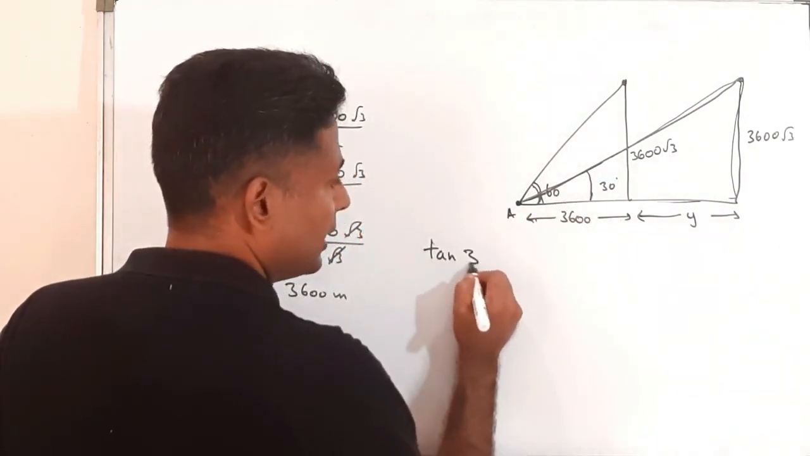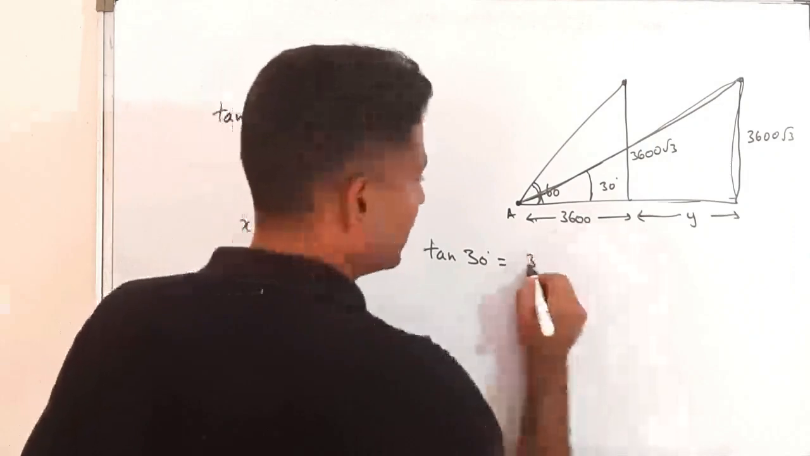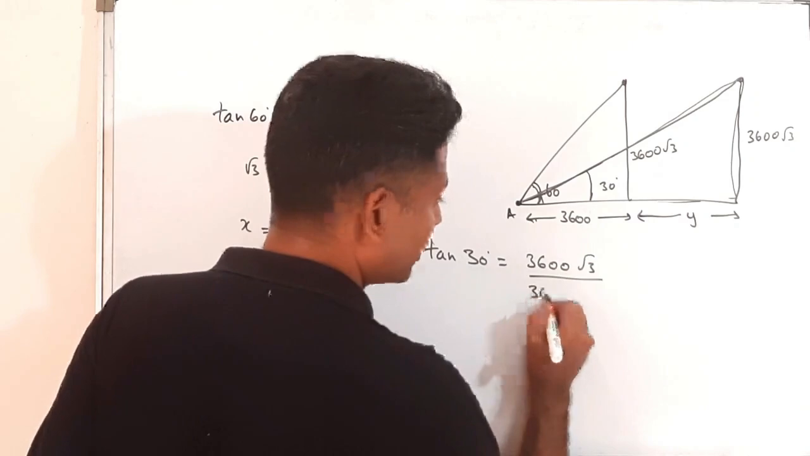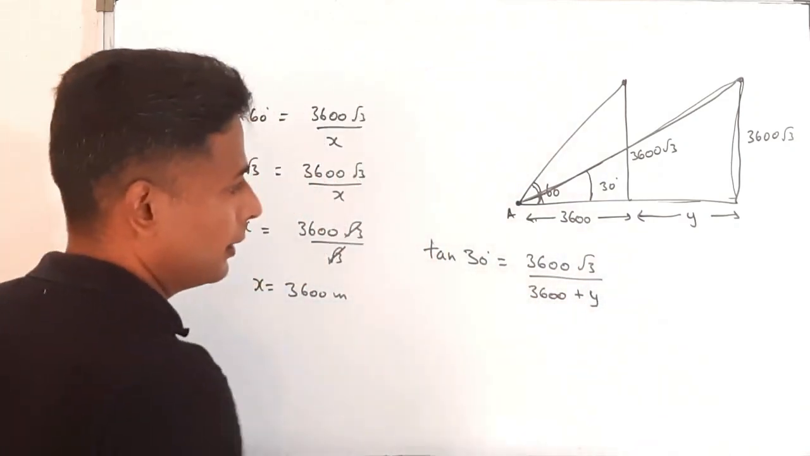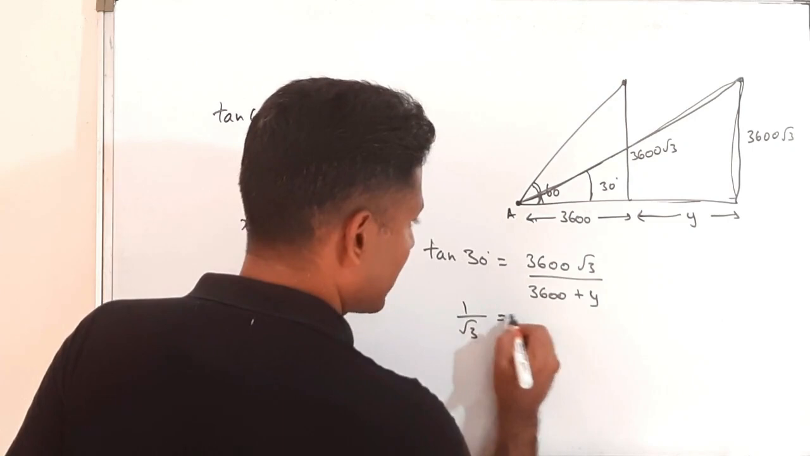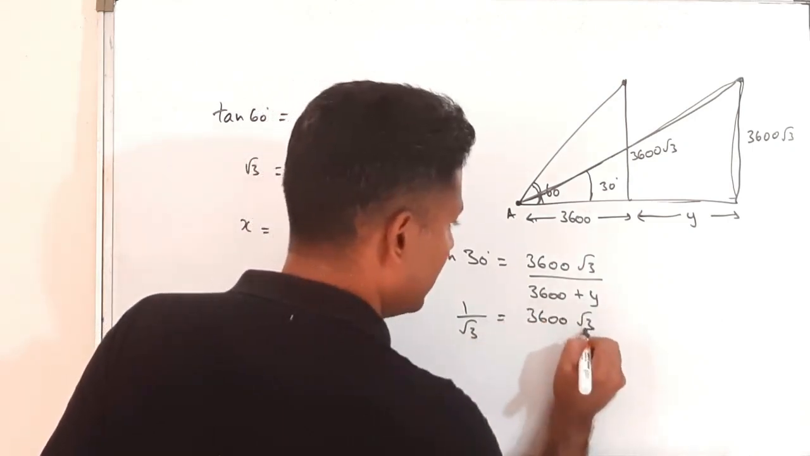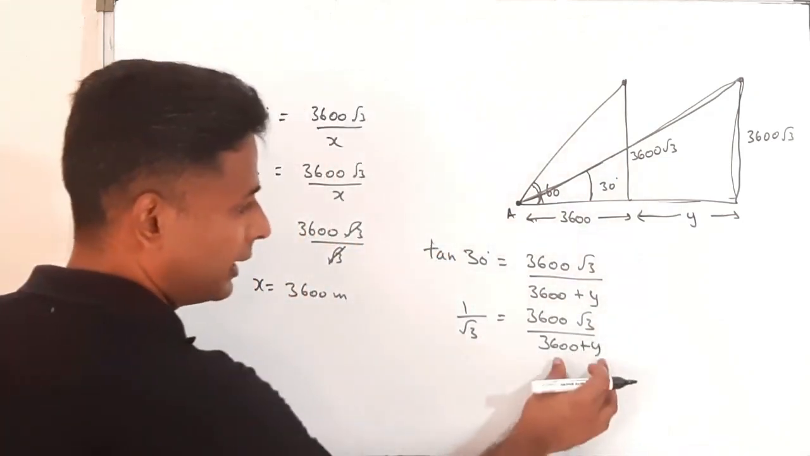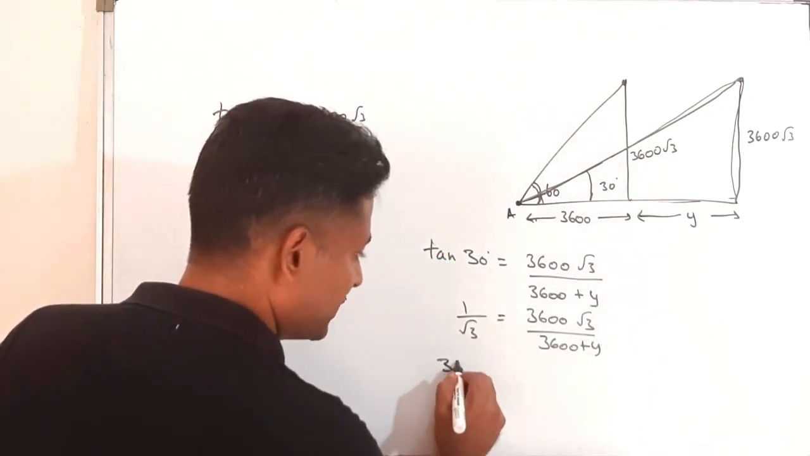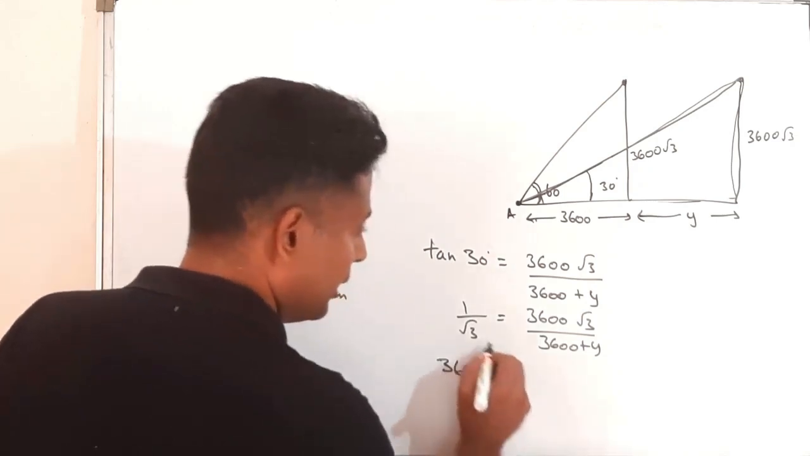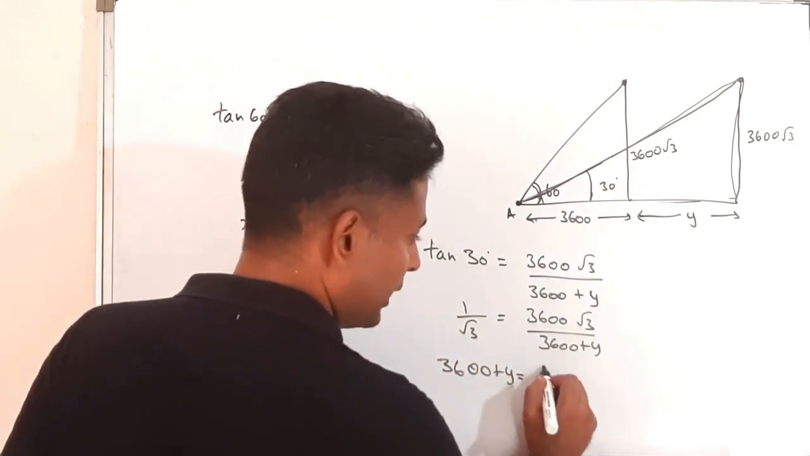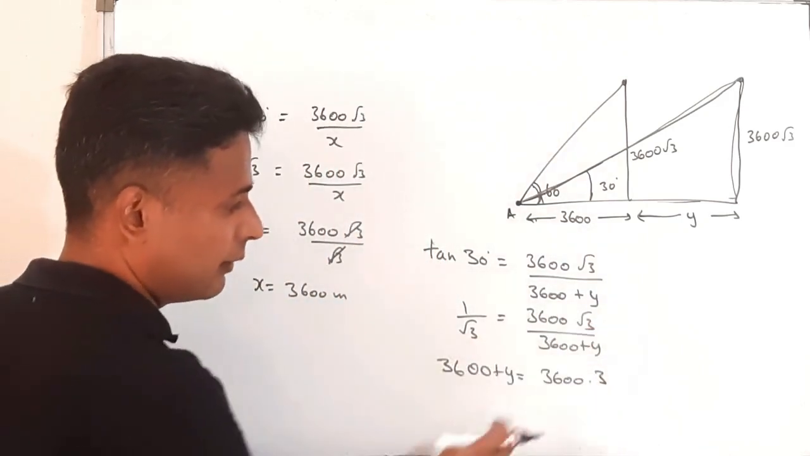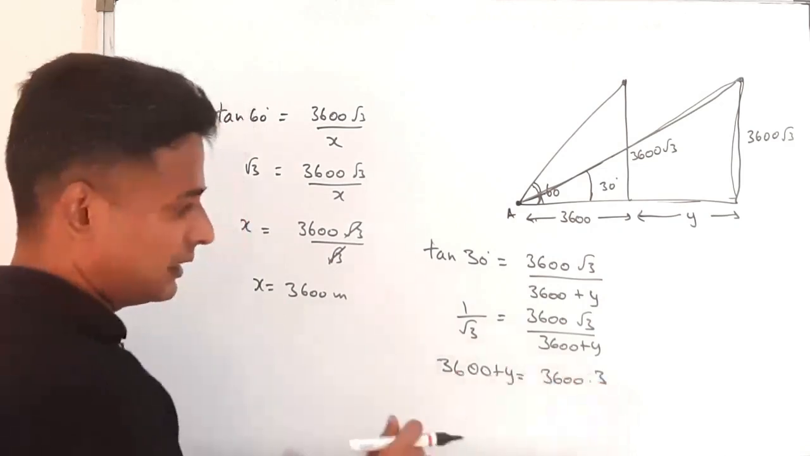Now seeing this triangle, we have 30 degrees. So tan 30 degrees equal to opposite, that is 3600 root 3 by this entire thing, so 3600 plus y. Tan 30 is 1 by root 3 equal to 3600 root 3 by 3600 plus y. Now I take this here, 1 into 3600 plus y, and root 3 into 3600 root 3 becomes 3600 into 3. Root 3 into root 3 will be 3. Now I will not multiply this, I will just keep it like that.